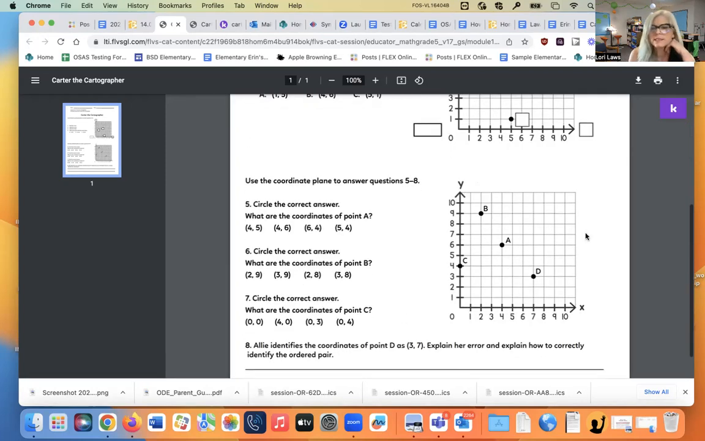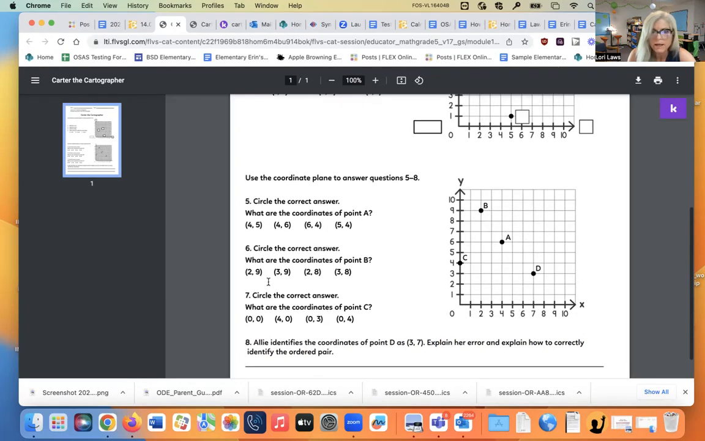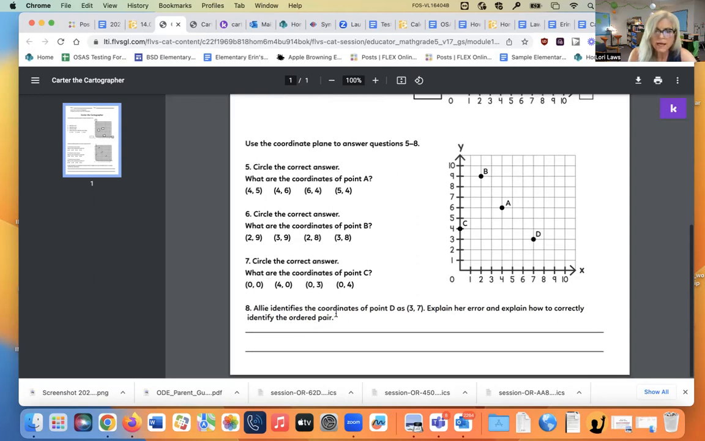It says use this coordinate plane, this kind of graph paper, to answer questions 5 through 8. Number 5, circle the correct answer. What are the coordinates, the 2 numbers, of point A? Well, for point A, we have to go to the side, 1, 2, 3, 4, and then up 6. Make sure you're double checking it. So it should be 4, 6 right there. What are the coordinates of point B? 2, and then all the way up to 9, so 2, 9. Here, Allie identified it wrong because she confused her X and Y axes.